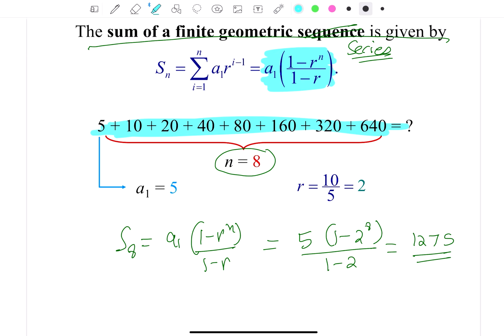And we can find the sum of the first 100 terms as well without actually writing the 100 terms. So to find the sum of the first 100 terms, if that was the question, it would still be 5 times 1 minus 2 raised to the power 100 over 1 minus 2. And using the calculator, we can figure this out.